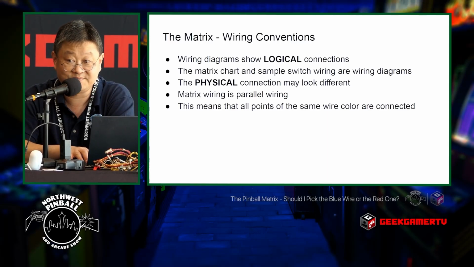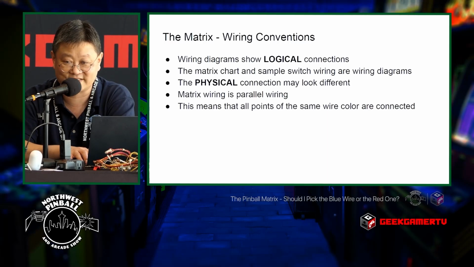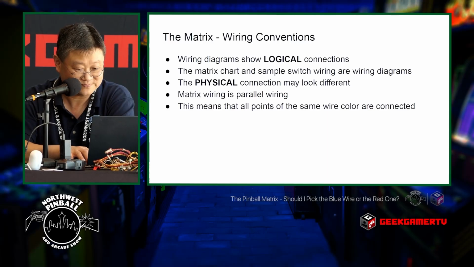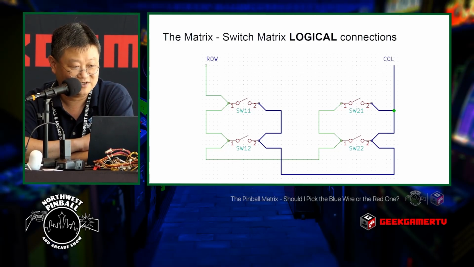The key to remember here is everything's in parallel, and that means order does not matter, because every point in a parallel circuit is connected with another point at that same point. 1, 2, 3 is the same as 2, 3, 1 is the same as 1, 3, 2. Doesn't matter. So this is what a logical representation of a switch connection would look like. One wire comes in, gets connected in parallel to one of the switches, and so on. It goes all the way around, and the same with the other side. One side's row, one side's column. This is a simplistic logical connection because there's no diode there.